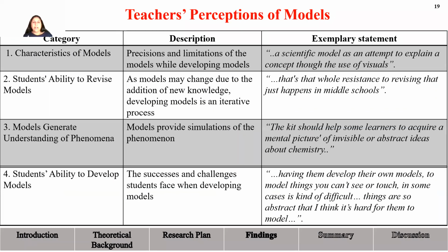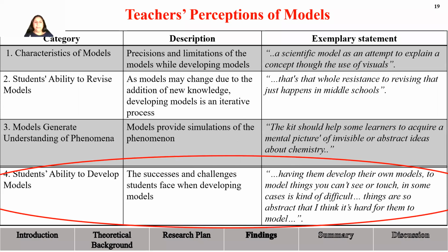Findings regarding teachers' perceptions of model. For example, in category 4, a student's ability to develop model, which describes successes and challenges faced by a student while developing models in the classroom. One teacher said, having them develop their own models to model things you cannot see or touch in some cases is kind of difficult. Things are so abstract that I think it's hard for them to model.